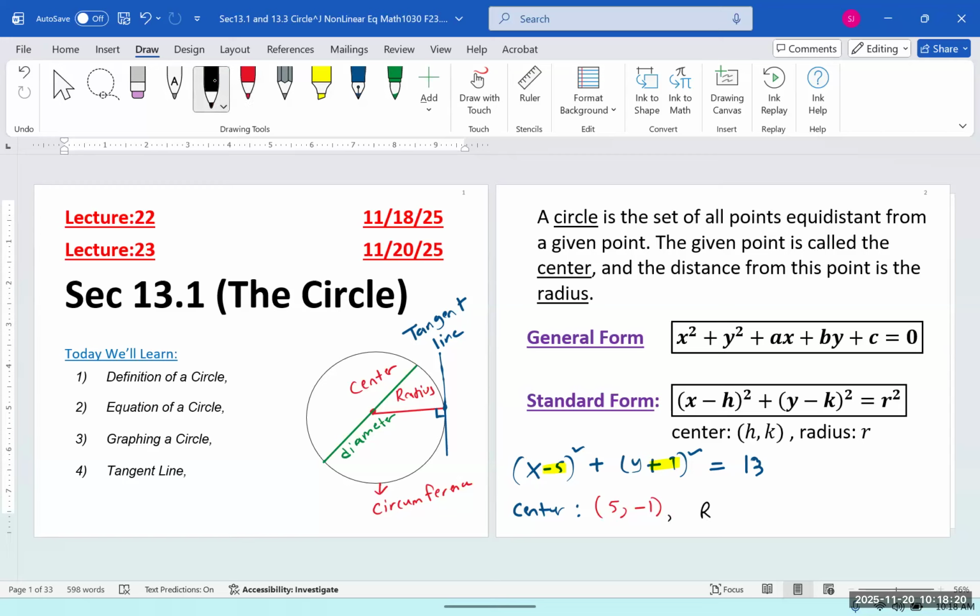And your radius will be the square root of whatever you have on this side. Sometimes the square root of that number will be reducible. Sometimes we cannot do anything with it, so just leave it alone. If it was 16, it will become 4. But for 13, we cannot reduce. Okay.